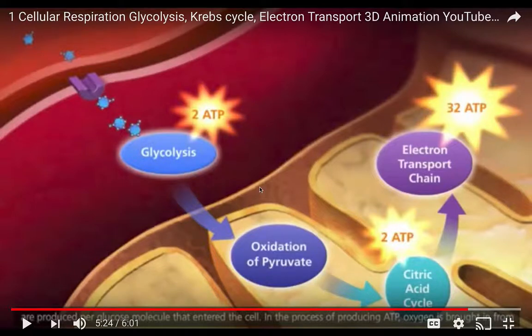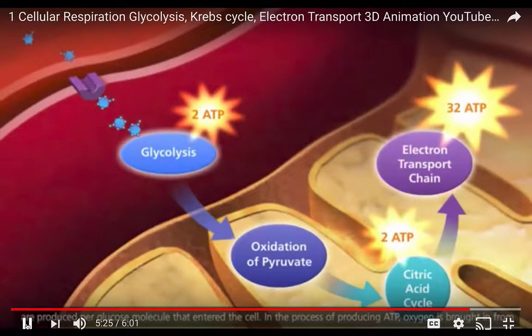And I'll make sure to let you guys know there's different numbers. We're going to learn a number that's 32. We'll talk about why it's different from what we see here. But again, 32 to 38, and it really depends on the individual. Different people have different amounts of uncoupling proteins and so forth that can affect the amount of ATP produced from a single glucose.